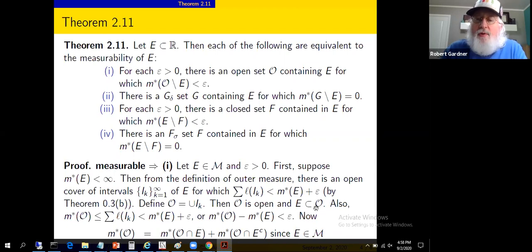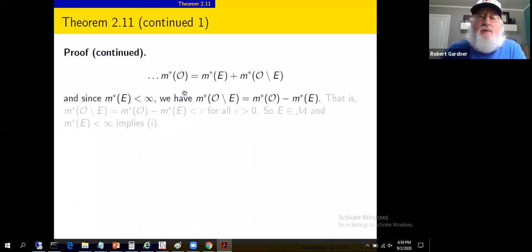Now, O contains set E. It's a subset of O. So when we take O intersect E, that's just going to give us set E. O intersect E complement, we could write that as a set difference. Let's do that because we're headed somewhere where I want to talk about a set difference. We'll replace this with E itself because that's what it is, giving us this. The outer measure of O is the outer measure of E plus the outer measure of the set difference.